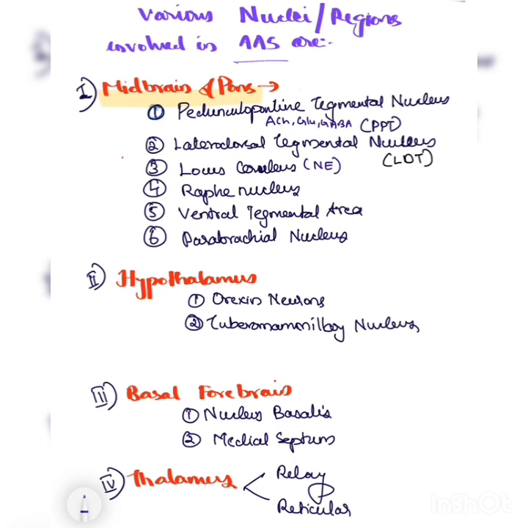Coming to the ventral tegmental area, the VTA is located in the midbrain. The role is in reward, motivation and addiction. It is a major source of dopaminergic neurons. They project to the nucleus accumbens, prefrontal cortex, and amygdala.